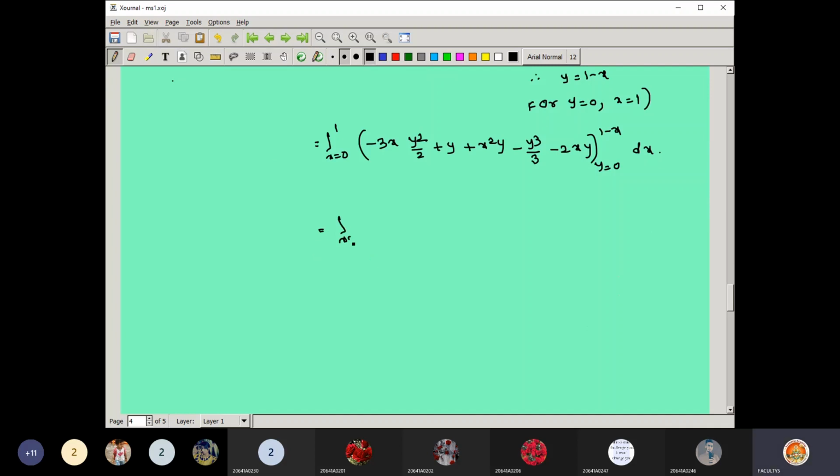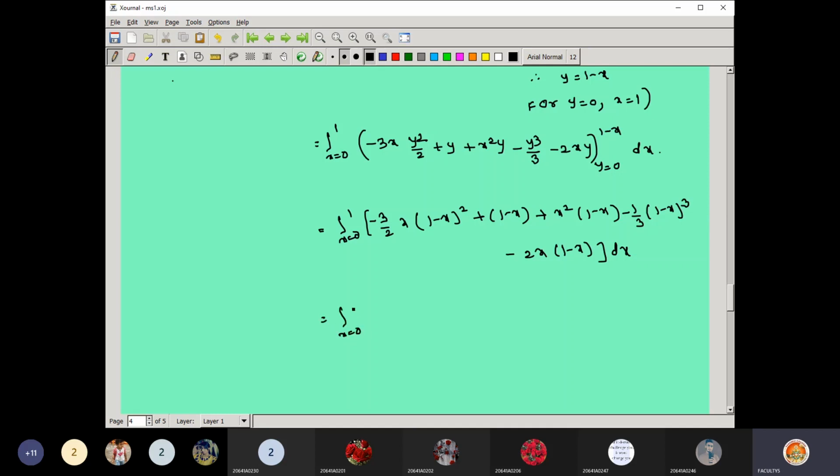So x is 0 to 1. When I make the simplification, it is 3 by 2 x. For the upper limit I am substituting 1 minus x whole square, and plus y means only 1 minus x, plus x square as it is, 1 minus x, minus 1 by 3, that becomes 1 minus x whole cube, and minus 2x, that is 1 minus x. I am only substituting the upper limit, and the lower limit all are equal to 0. So this is of dx. Do the simplification, then you apply your x integration.